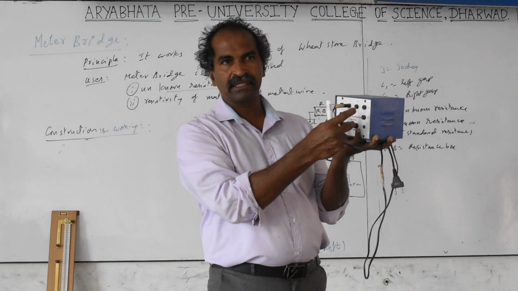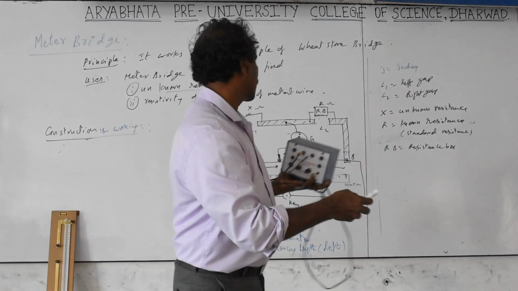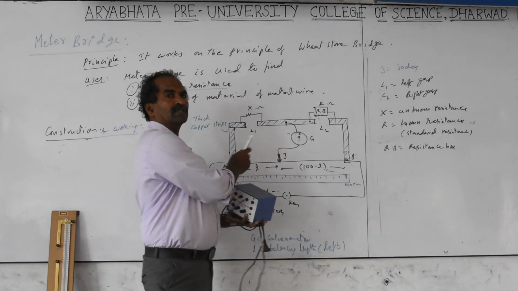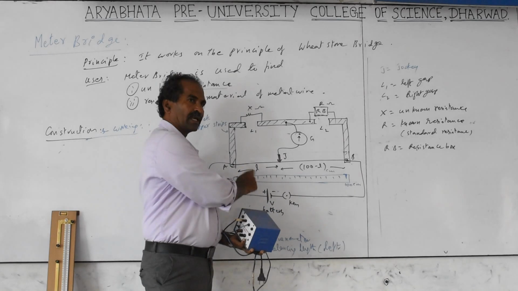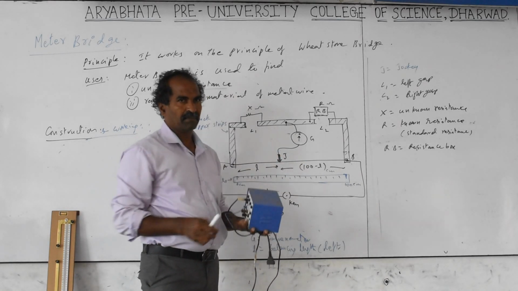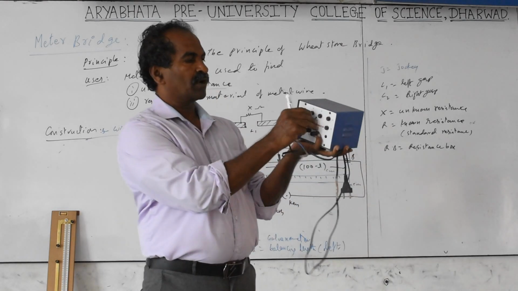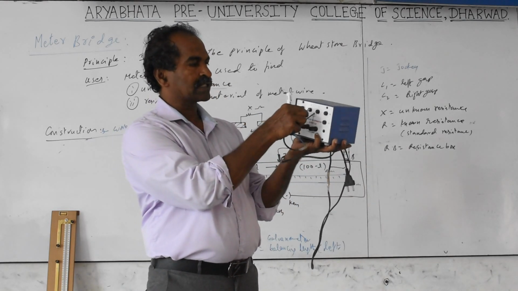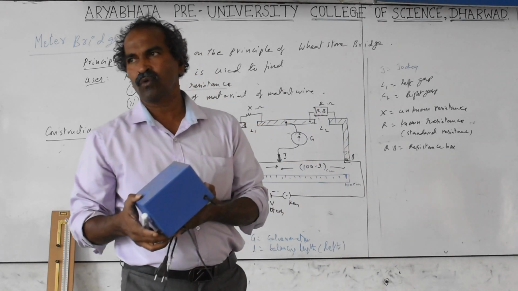From here you make the connections with wire and connect to A and B. It doesn't matter which is plus and which is minus. Generally in diagrams we take the left side plus, right side minus. And you can choose the voltage here, 2 volts, 4 volts like that. Generally low voltage is preferred, not high voltage.